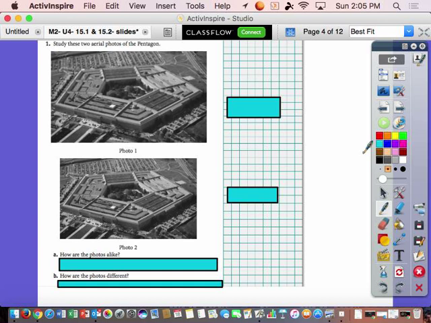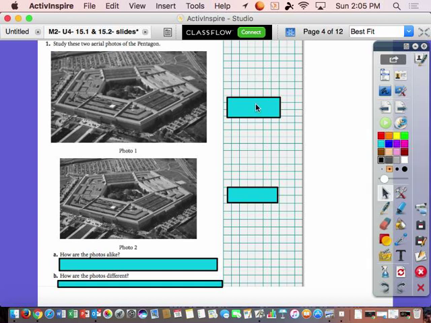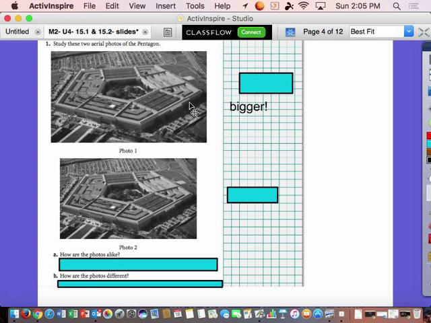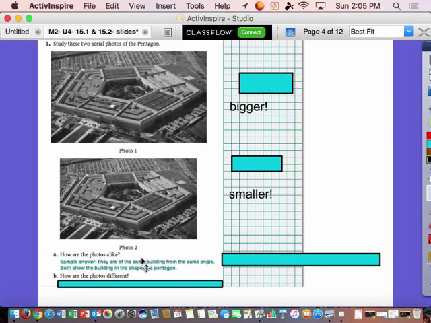Great. Hopefully you pressed pause and looked at these and could tell they look exactly the same, only they're a little bit different. This one's bigger and this one's smaller. So how are these photos alike? Well, they're the same building. They have the same angles. So all these angles are the same. Everything's the same. Only one of them's a little bit bigger than the other one.